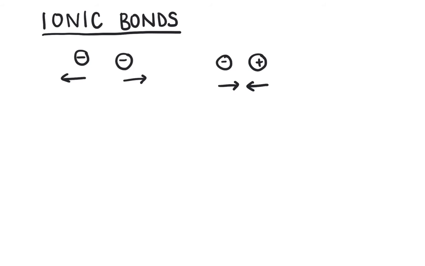Generally, you get a positive charge on a metal atom and a negative charge on a non-metal atom. Metal atoms are going to lose an electron and therefore become positively charged, losing a negative charge. And nonmetals are going to gain an electron and they are going to become negatively charged.